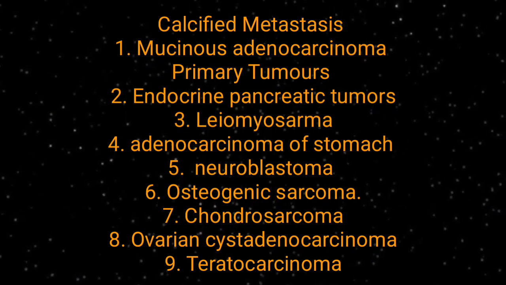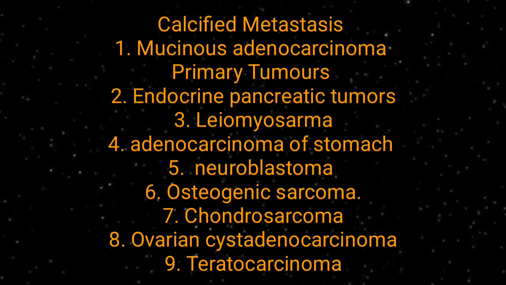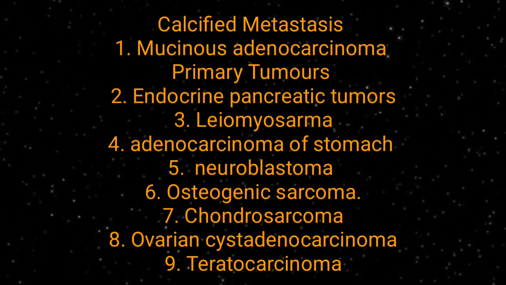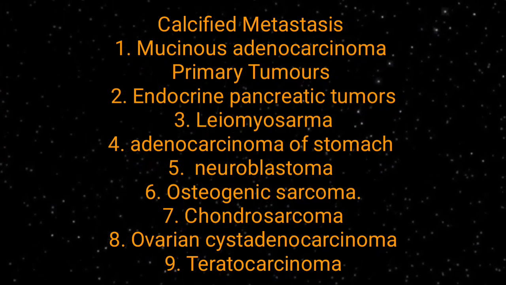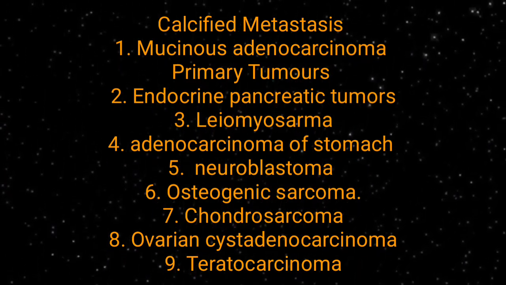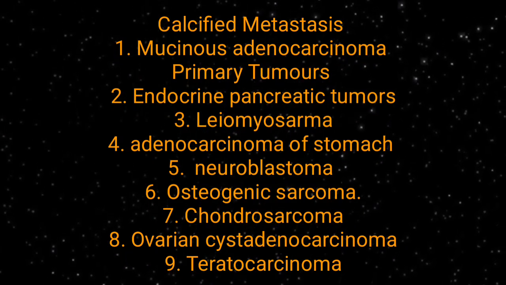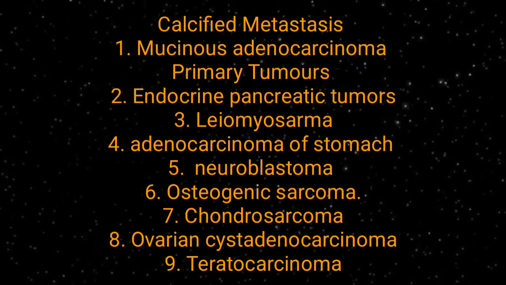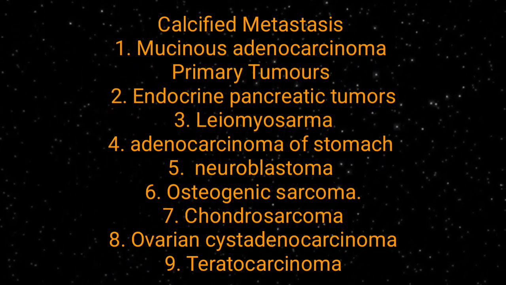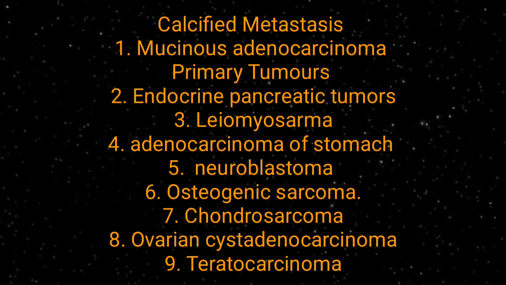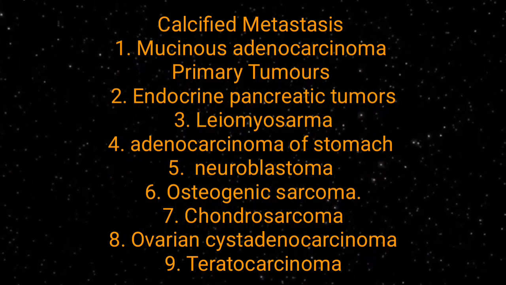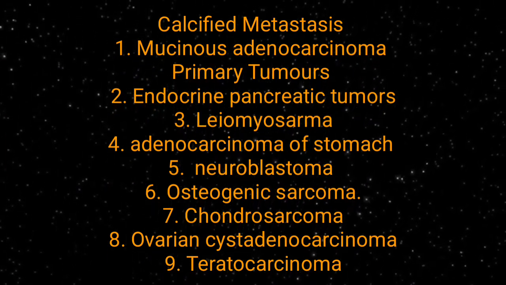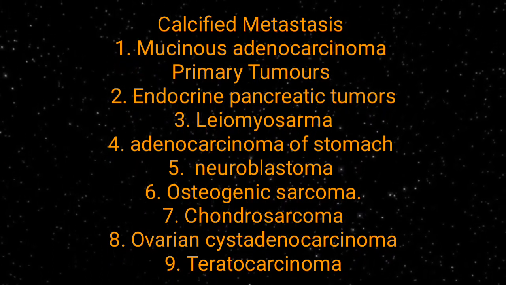For the revision purpose, have a look at the primary tumors of calcified metastasis. They include mucinous adenocarcinoma primary tumors, endocrine pancreatic tumors, leiomyosarcomas, adenocarcinoma of stomach, neuroblastoma, osteogenic sarcoma, chondrosarcoma, ovarian cystadenocarcinoma, and teratocarcinoma. This is a wide differential, a wide variety and wide range of primary tumors which are causing calcified metastasis.